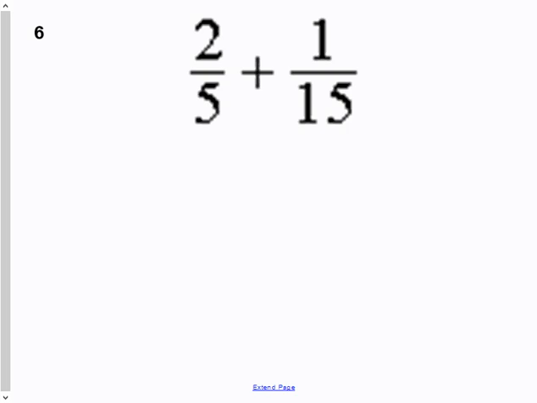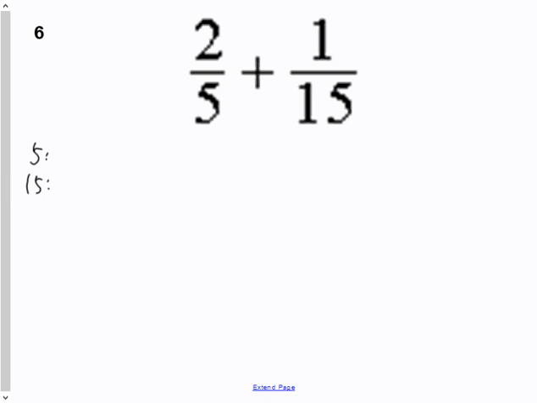Question 6, this time I'm going to leave all the work on the screen here. I'm not going to erase anything so you can have it. So our first step is to find the multiples of 5 and 15. Make sure you press pause if you want to do it. Oh, I'm going too fast. Press unpause when you're ready, and I'll give you the answer.